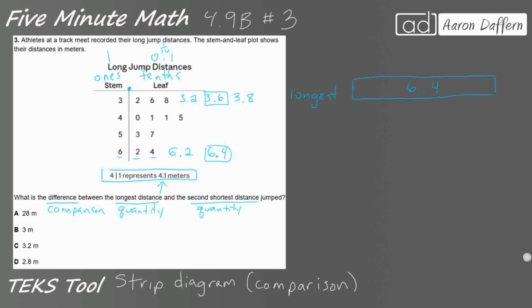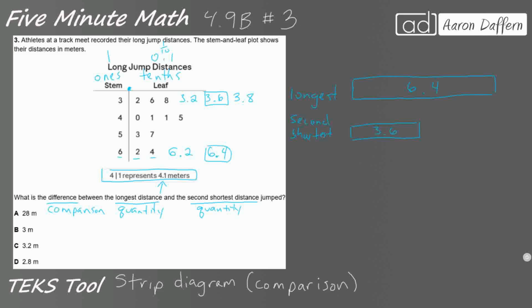My shortest is 3 and 2/10. 3 and 6/10 is a little bit longer than that, but not quite as long as 3 and 8/10. So we will write second shortest right here to make sure we properly label our diagram. And we can just draw it like that. It's going to be almost about half of what the other one is. We're going to write 3.6.